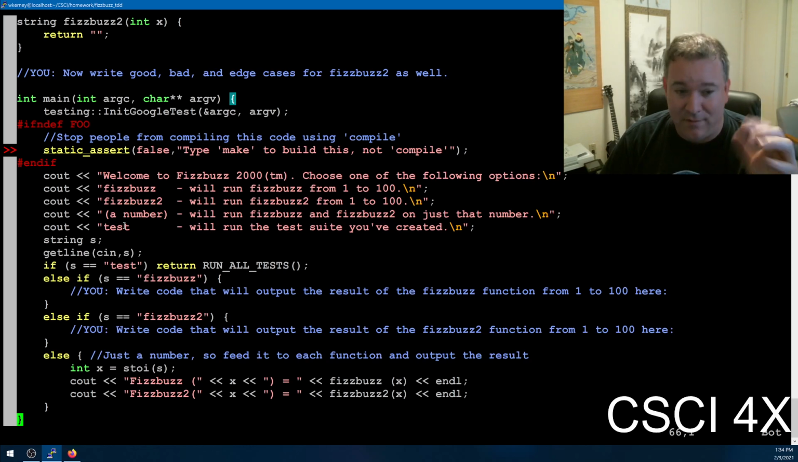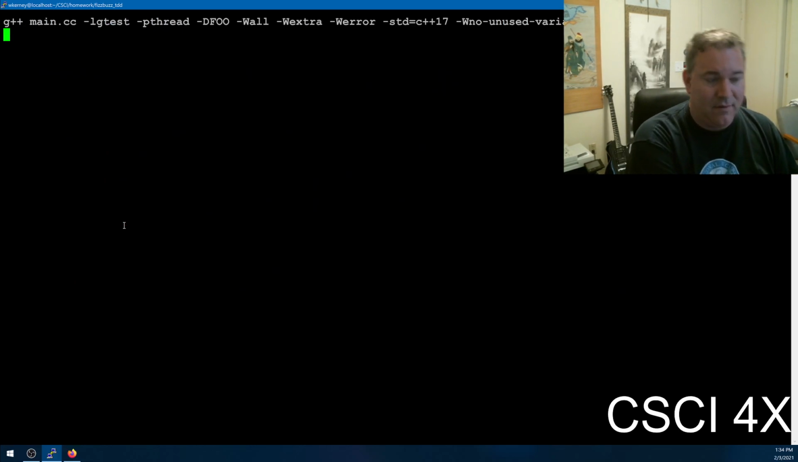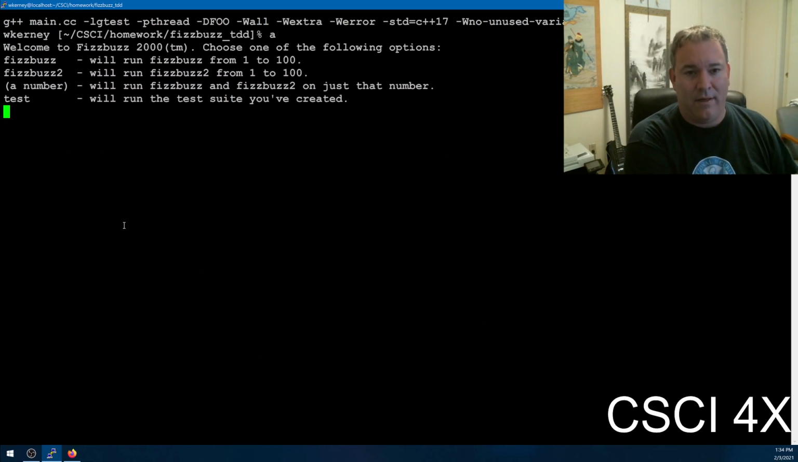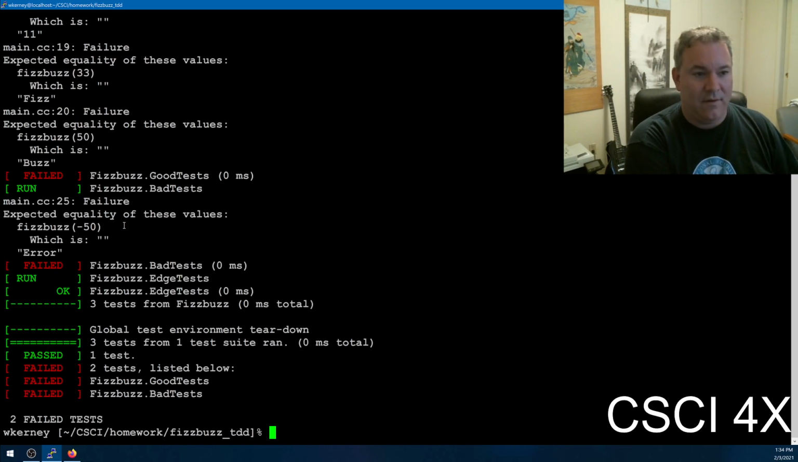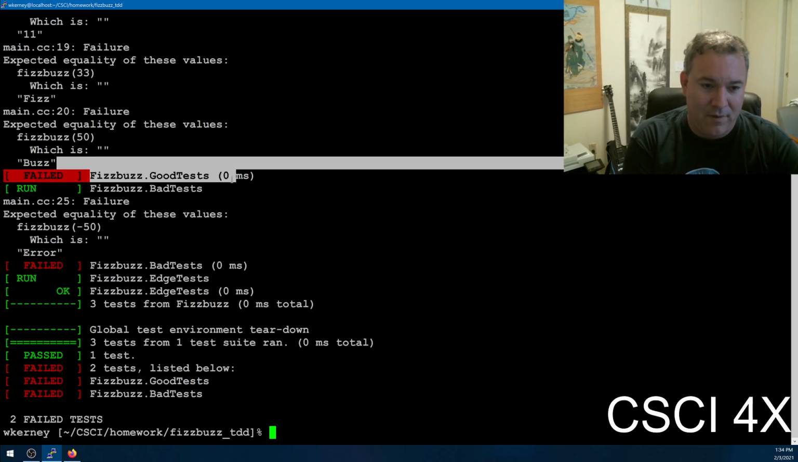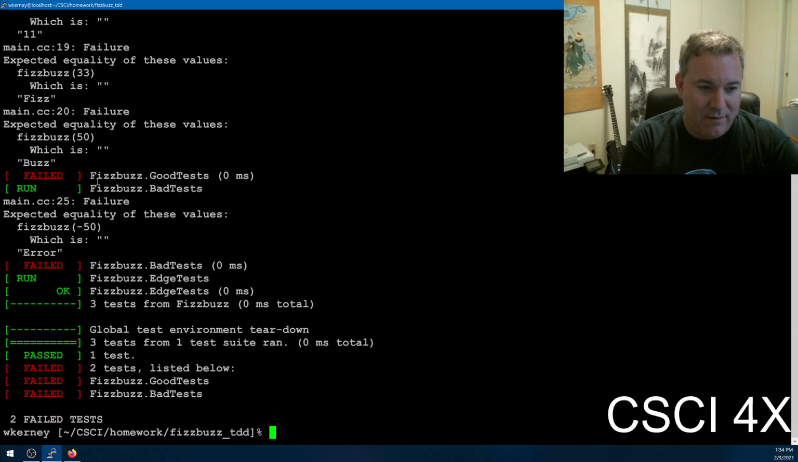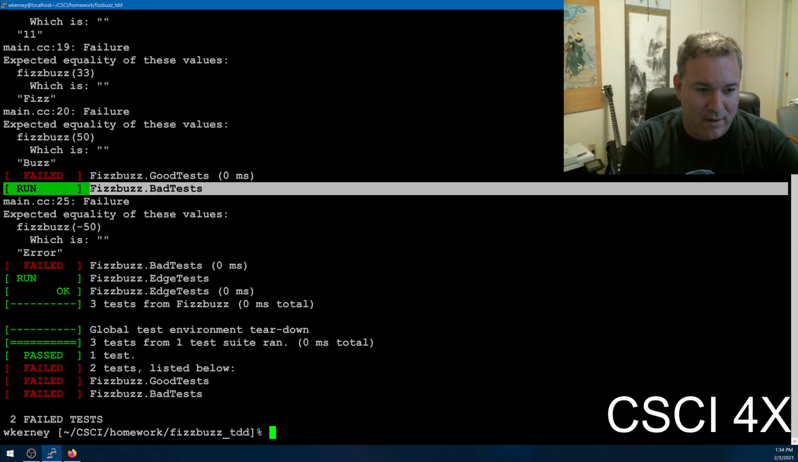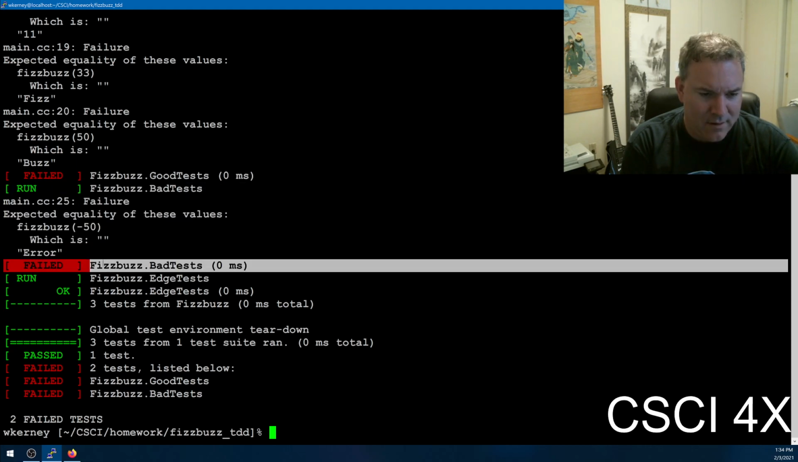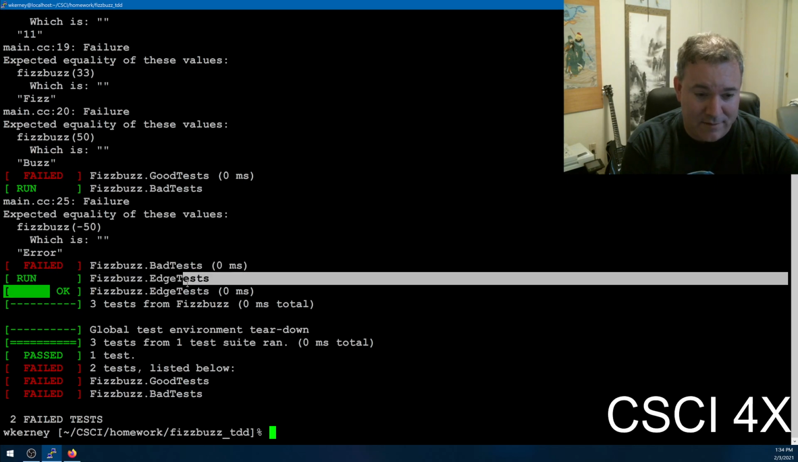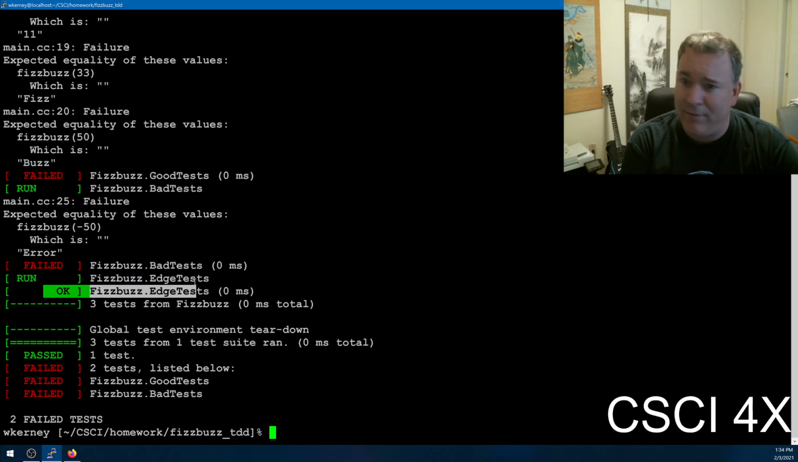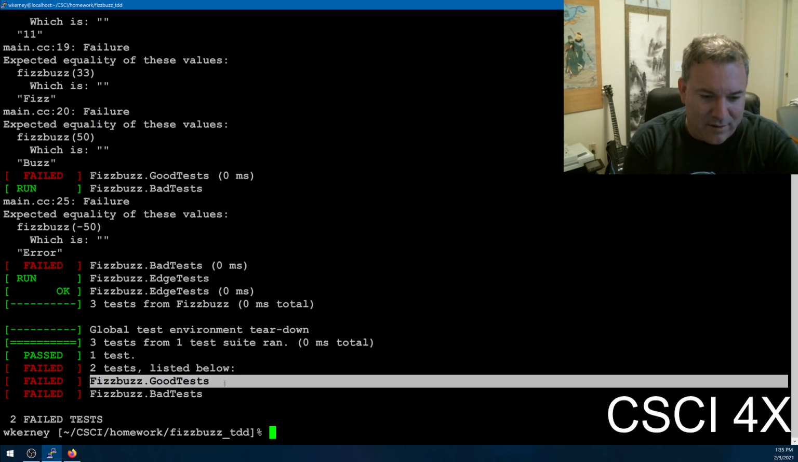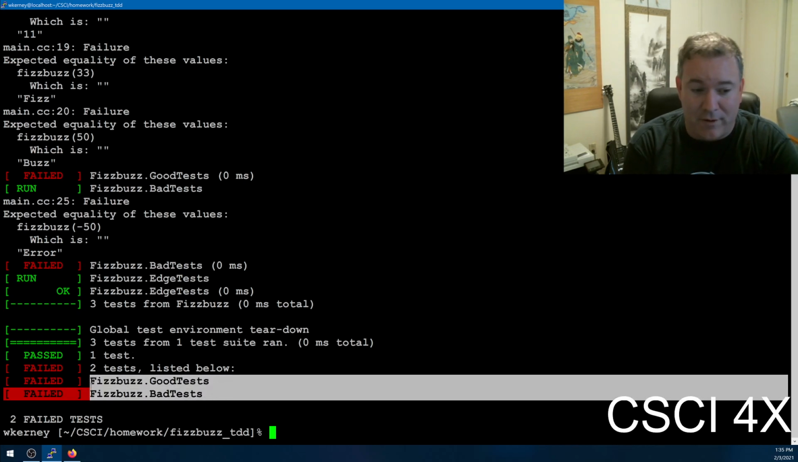So you write your test cases, run the code, hit test. It'll look like this. Compile, run it, type test, and then it's going to tell you we are failing all the good tests. We are failure here. Edge tests are passing apparently, because I don't think we have any test cases in edge cases right now. But good tests and bad tests are both failing, which is good.